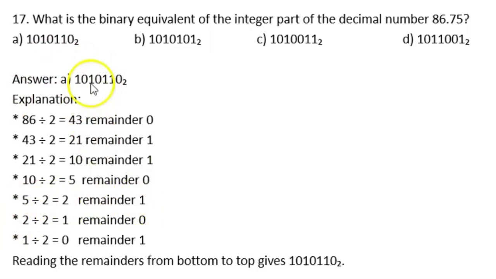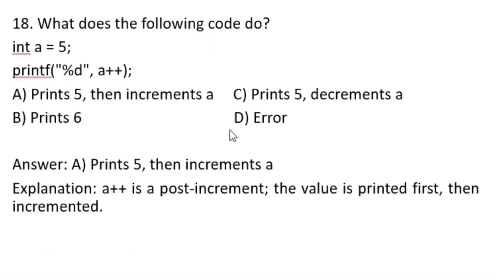5 divided by 2 is 2, remainder is 1. 2 divided by 2 is 1, remainder is 0. 1 divided by 2 is 0, remainder is 1. Reading the remainders from bottom to top gives the answer. This is the binary form of decimal 86.